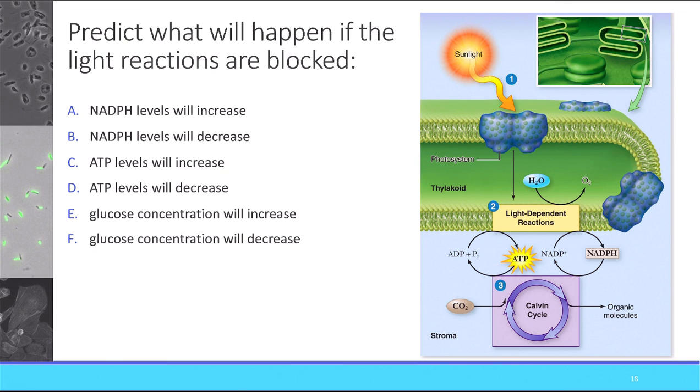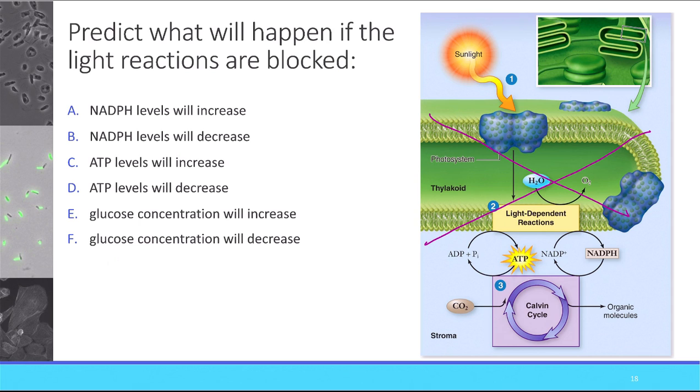So we're going to do another prediction type question. And in this case, the prediction question is going to be about the opposite. So what about the light reactions? What if these light reactions are broken and these light reactions do not happen? So same answer choices here.